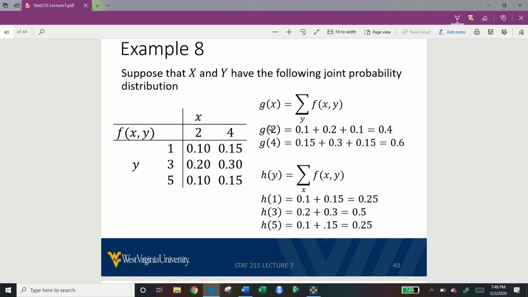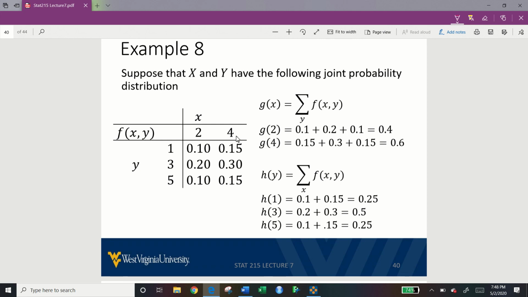Let's take a look at example 8. Don't worry, we only have 2 more examples left, 8 and 9. So let us suppose that x and y have the following joint distribution. Okay, taking a look at our chart, we have our f of x and f of y. Y has the values 1, 3, and 5. X can have the values of 2 and 4. And in the center of our table, we have our probabilities.